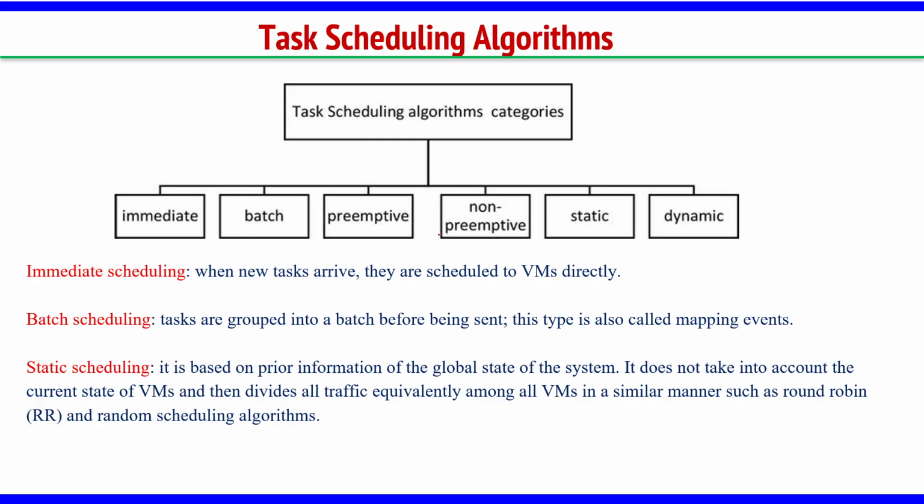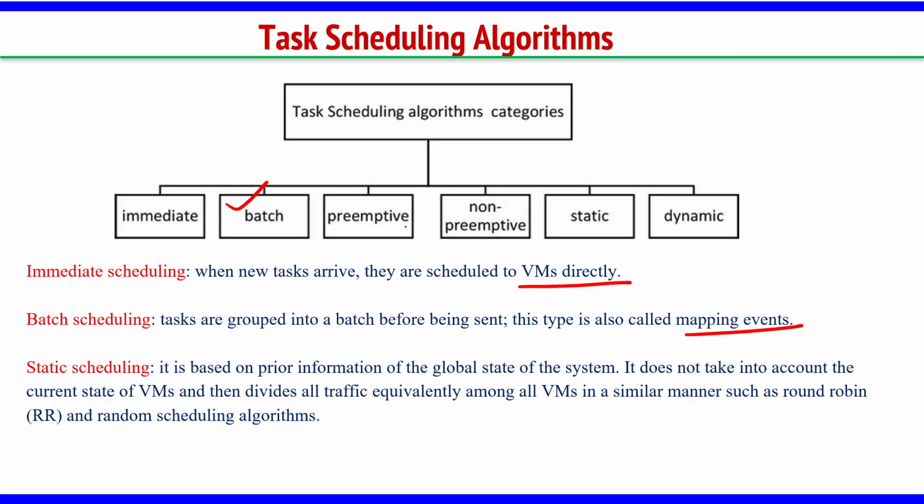In cloud computing we have 6 different task scheduling algorithm types. The first one is immediate. Immediate scheduling means when a new task arrives, it is scheduled to virtual machines directly, immediately. The second one is batch. Tasks are grouped into batches before being sent. We get all the tasks coming, hold them for some time, then make them into batches and send them one by one. This type is also called mapping events.